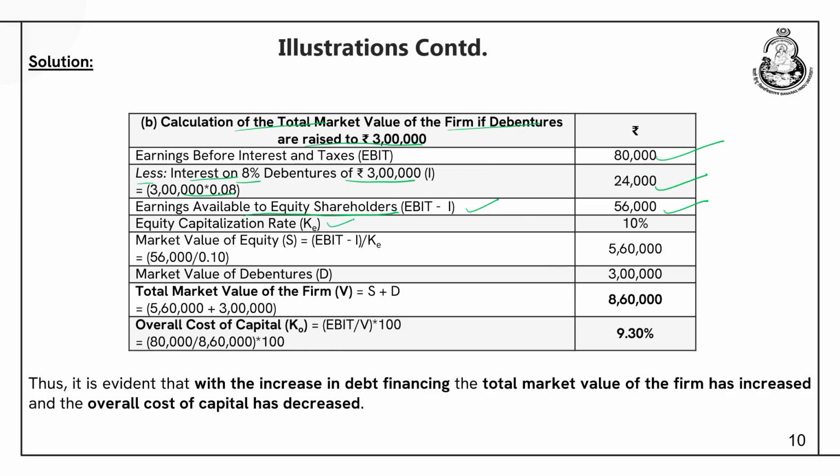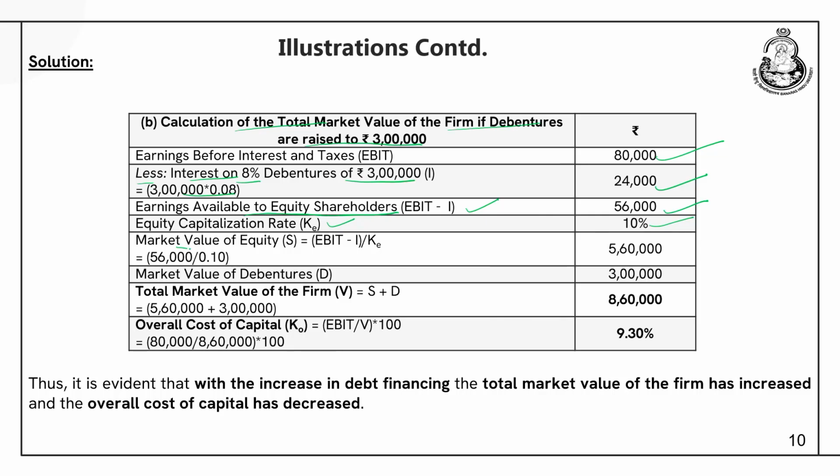Cost of equity or equity capitalization rate is given as 10%. Again, if you go back to the assumptions, it says that the risk perception of equity shareholders is not affected by the increase in the proportion of debt. When we had 2 lakhs of debt, then also KE was 10. When you have 3 lakhs of debt, then also KE is 10. Again, this is an assumption, right, and as per this theory.